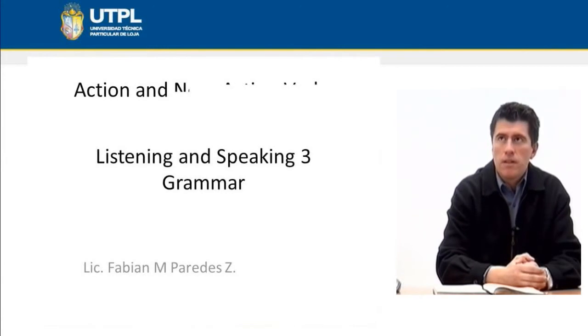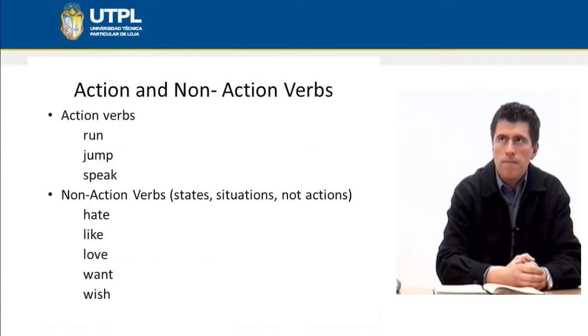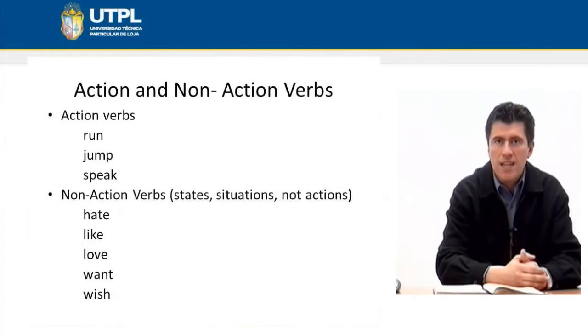Now, the first grammar point is from unit number 1, where they talk about action and non-action verbs. There is a small difference between them. As you can see, action verbs are related to action, like run, jump, and speak. And non-action verbs are states, situations, not actions. Some of the verbs that we find here are hate, like, love, want, and wish. It is said that non-action verbs cannot take the progressive form, but there is an exception that we will look up in the next slide.